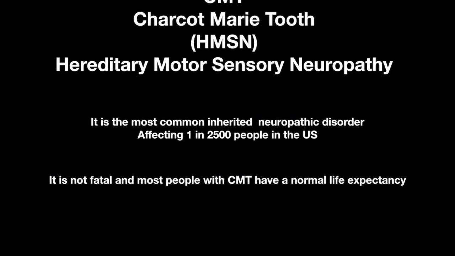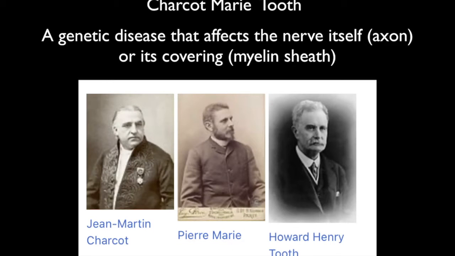It is the most common inherited neuropathic disorder, at least in the U.S., affecting about 1 in 2,500 people in the U.S. It is not fatal. Most people have a normal life expectancy with CMT. So you will be seeing these patients when they are diagnosed with the disease, and you'll probably be seeing them for a long time. This disease was named after these three doctors, Dr. Charcot, Dr. Marie, and Dr. Tooth. Apparently in the 1800s it was a wise thing to have a disease named after you.